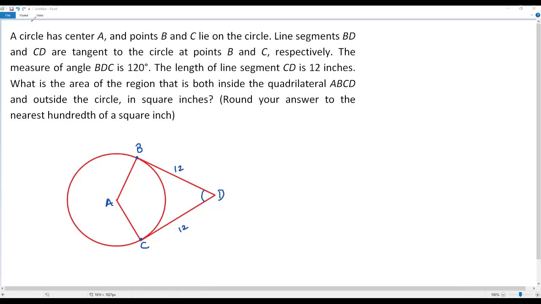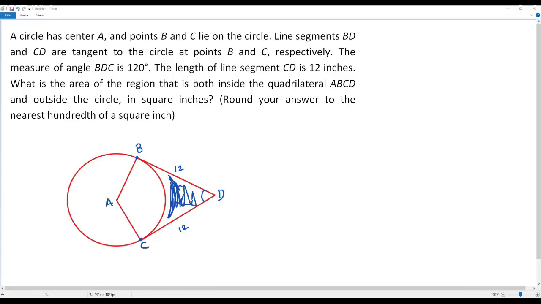Okay, now I'm going to consider the question: what is the area of the region that is both inside the quadrilateral ABCD and outside the circle? So we have to find the area of the region that lies inside the quadrilateral but outside the circle. This is the area we have to find. It lies inside the quadrilateral ABCD and also outside the circle.